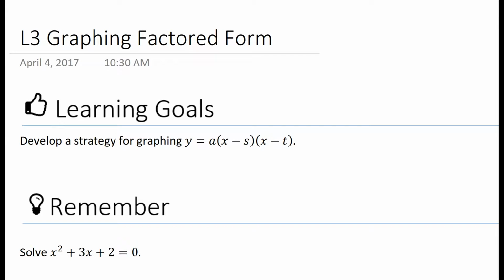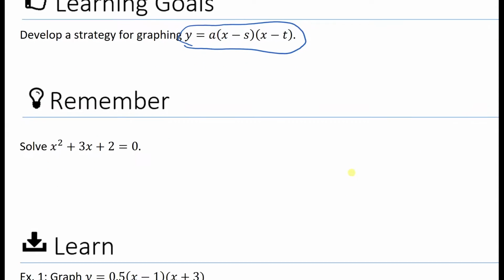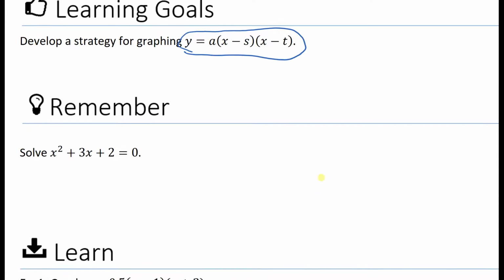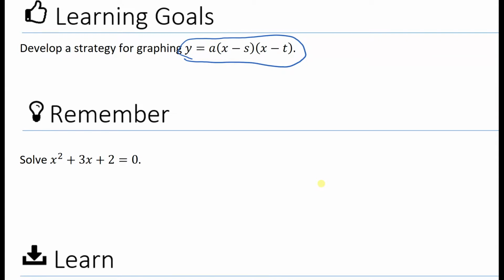Today we're going to talk about how to graph a quadratic equation in factored form. Factored form means that we've rewritten the quadratic so that there's multiplication between every term. There's no plus one at the end, everything is multiplied. So let's remember how we solve a quadratic equation that's set equal to 0 by factoring.